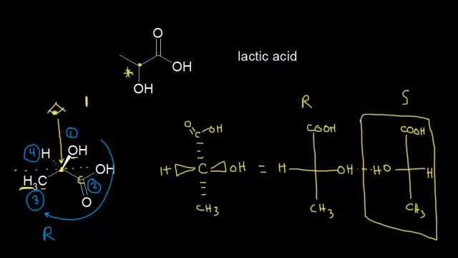S lactic acid is the type of lactic acid that you find in the buildup of muscles after extreme exercise, and the type of lactic acid that some people have heard of from milk is actually a racemic mixture.